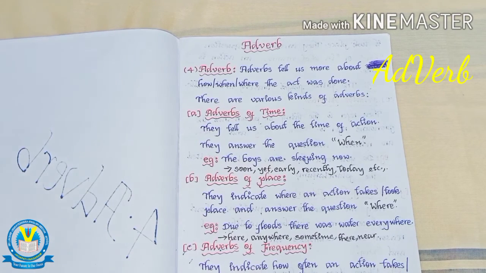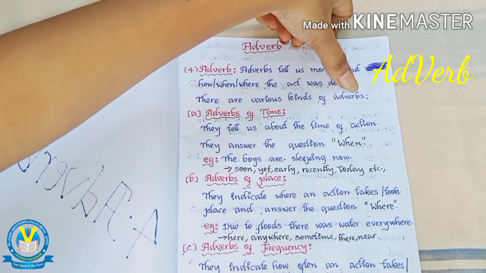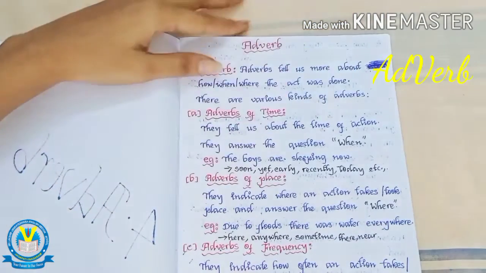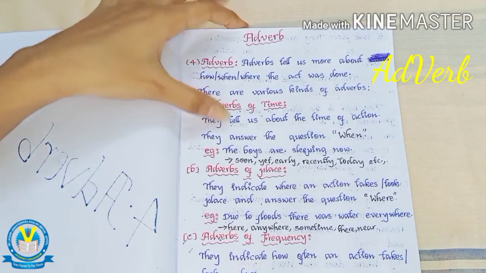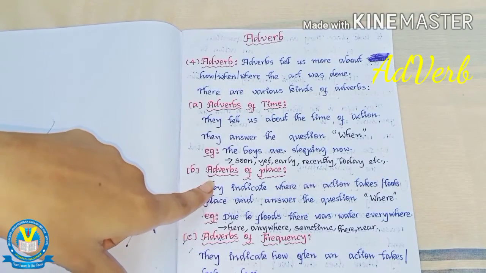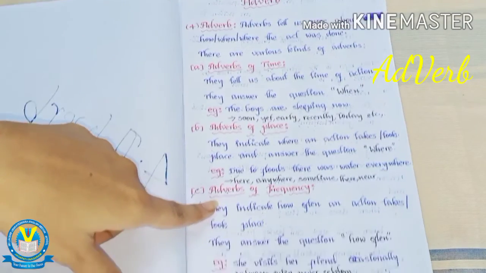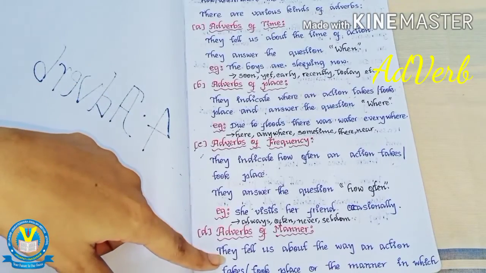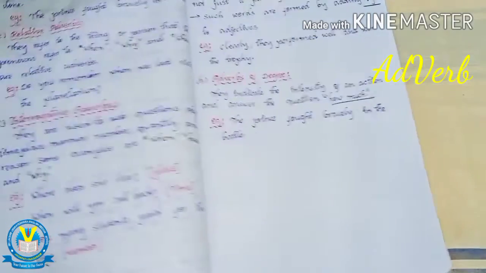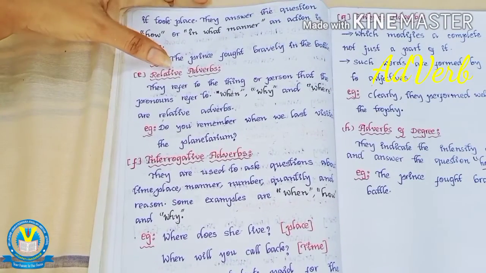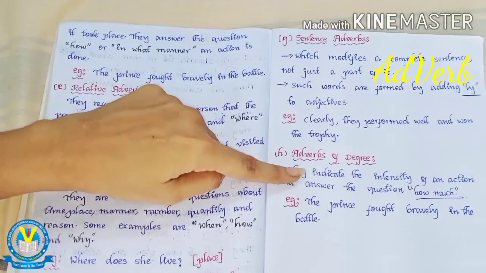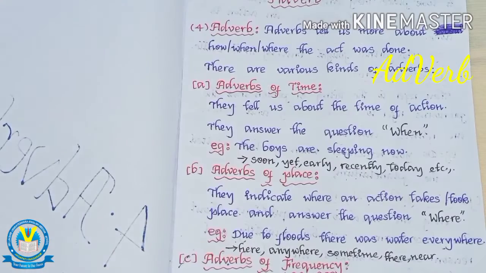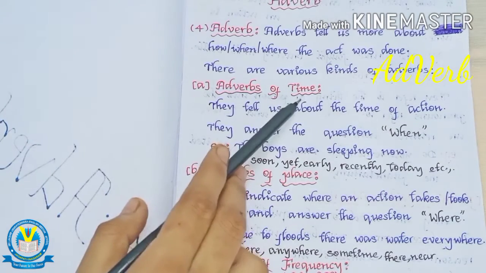And in this there are various kinds of adverbs. Few of them are adverbs of time, the next one is adverbs of place, the next one is adverbs of frequency, and the next one is adverbs of manner, and then relative adverbs, interrogative adverbs, sentence adverbs, adverbs of degree. So look here children, I am going with the first one, adverbs of time.